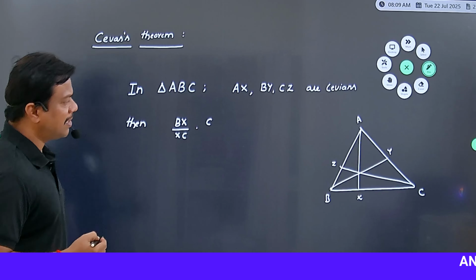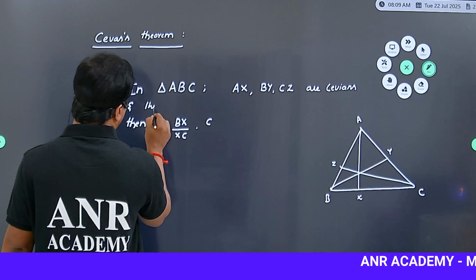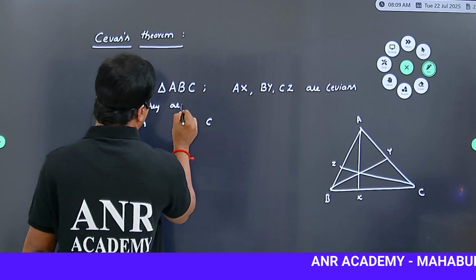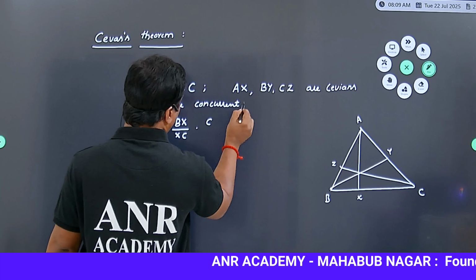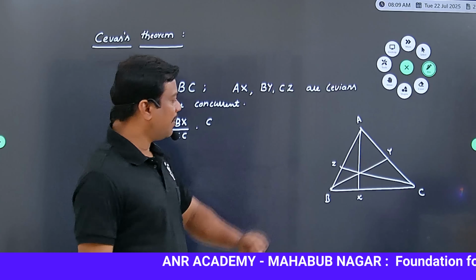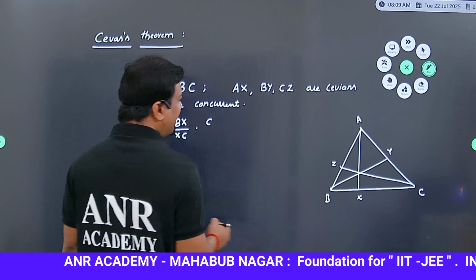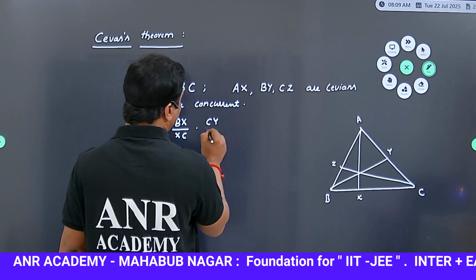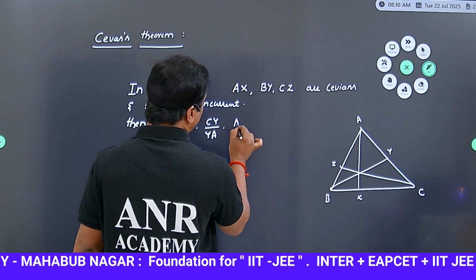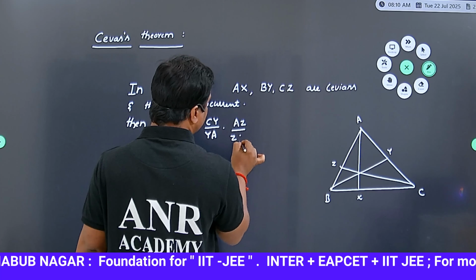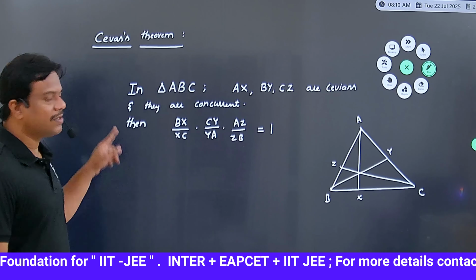AX, BY, CZ are cevians and they are concurrent, that is, passing through one common point. Then the result: BX by XC multiplied by CY by YA multiplied by AZ divided by ZB is equal to 1. This is the statement of Ceva's theorem.